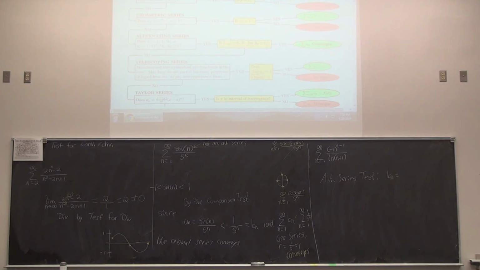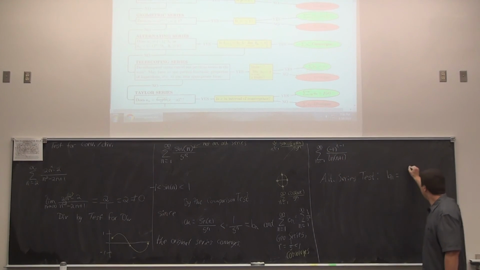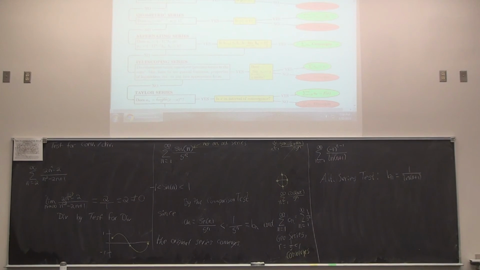Exactly. We extract from the problem everything except the component that makes it alternate. So we get 1 over natural log n plus 1, as you said. Then we have to check some conditions. Some of the conditions on this exam are really just stating them. So if you look at this, would you folks believe that's decreasing as a sequence?